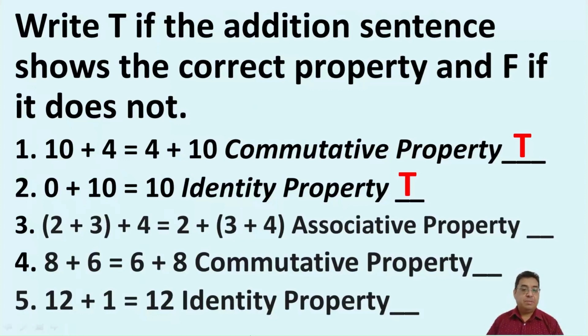Number 3, 2 plus 3 plus 4 equals 2 plus 3 plus 4. So you got 2 plus 3 in brackets at the beginning, and then at the end you got 3 plus 4 in the parentheses or brackets. Is that the associative property? True or false? Yes, it's true. And number 4, you got 8 plus 6 equals 6 plus 8. Is that the commutative property? Yes, it is. It's true. So write T. And then the last one, 12 plus 1 equals 12. Is that the identity property? No, it's not. It's not the identity property. So you write F.